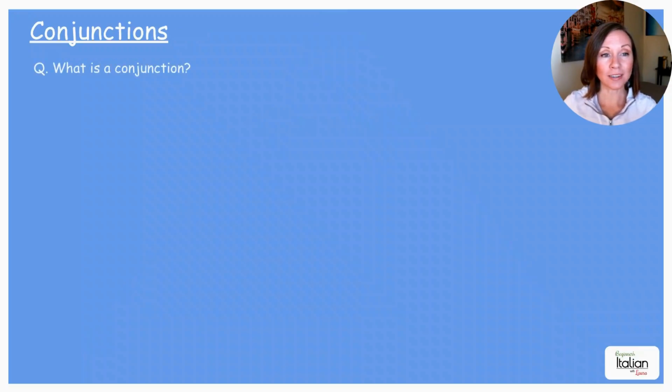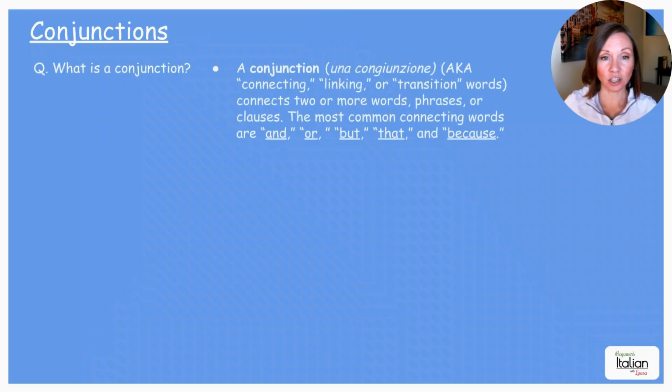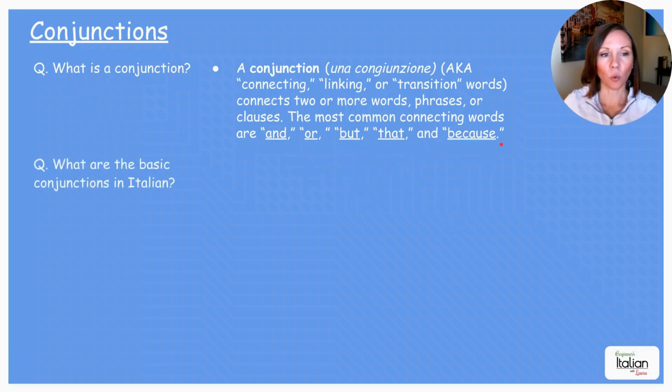Conjunctions. What is a conjunction? A conjunction, or una congiunzione, aka connecting, linking, or transition words, connects two or more words, phrases, or clauses. The most common connecting words are and, or, but, that, and because.